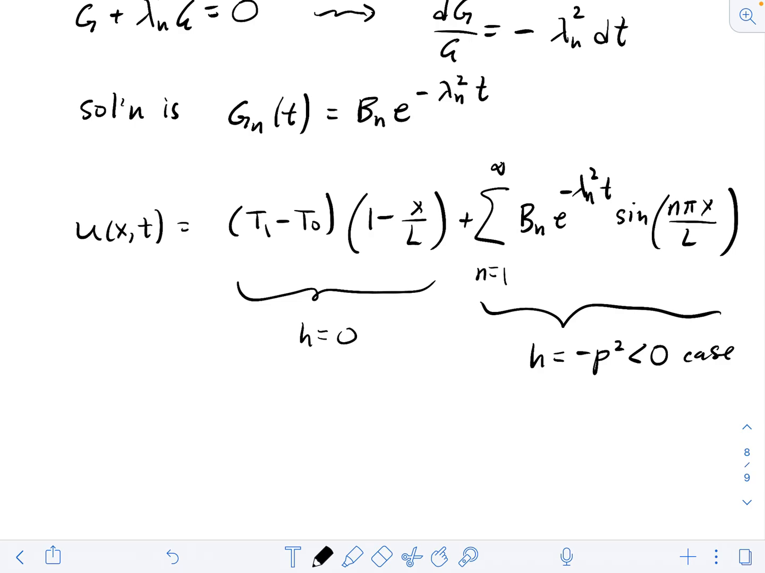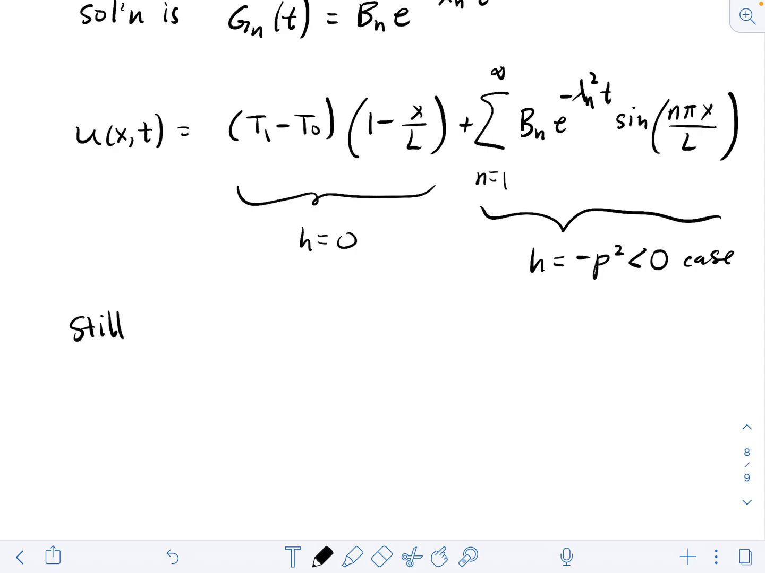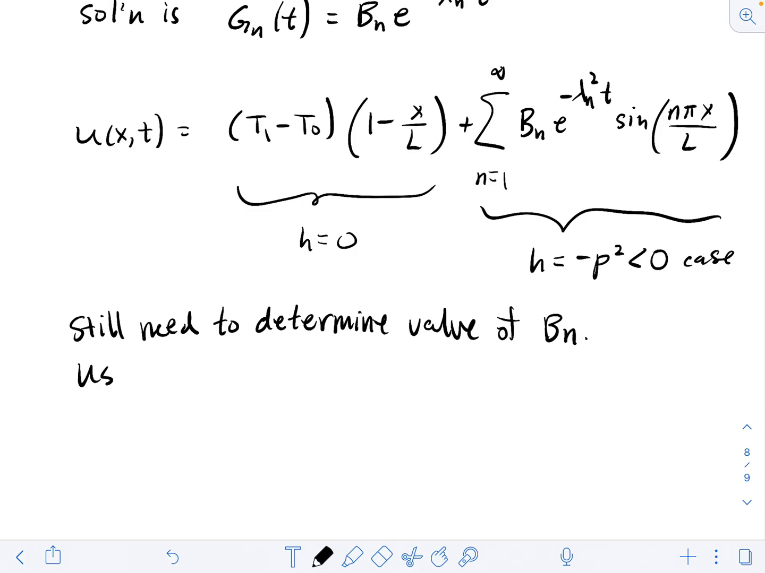Notice that we still have a constant, this bn, that we haven't solved for. So we still need to determine the value of bn. We're going to use the initial condition.